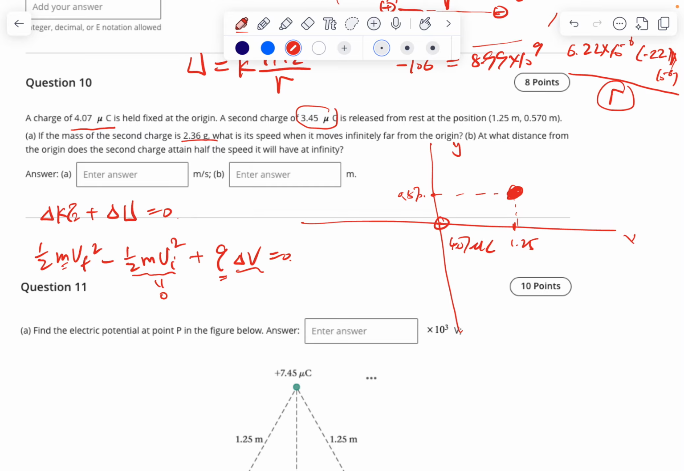Well, we know mass, right? So keep going. 1/2 mv squared plus q delta v. Delta v is the final potential minus initial potential. So this is the potential at infinity far minus the initial potential. The initial potential is at this location. Potential Vi equals 0.